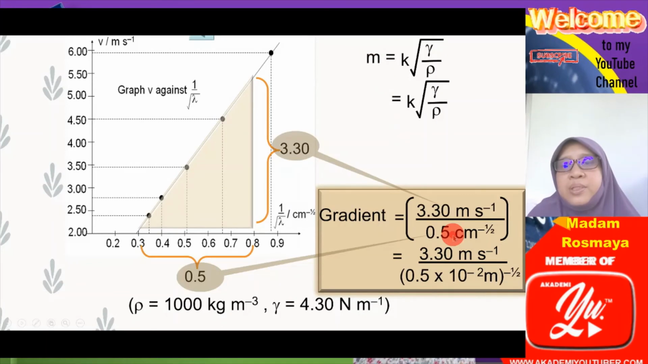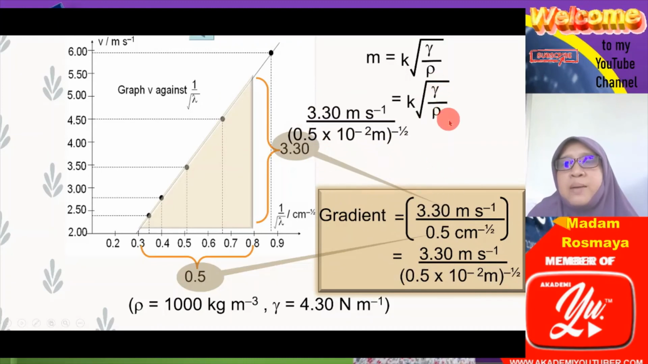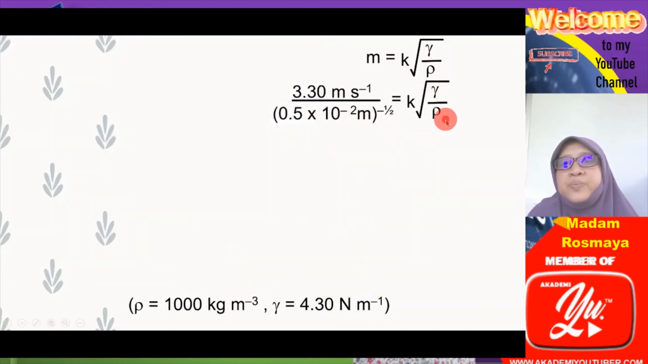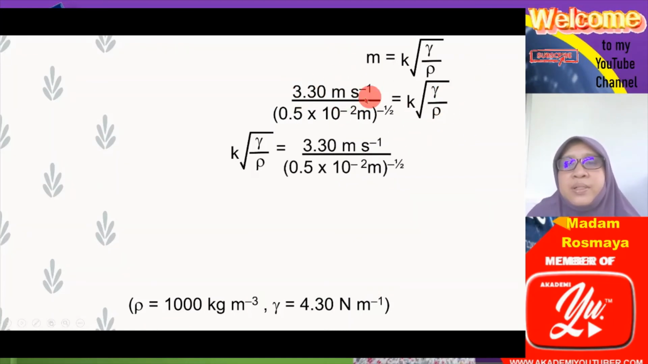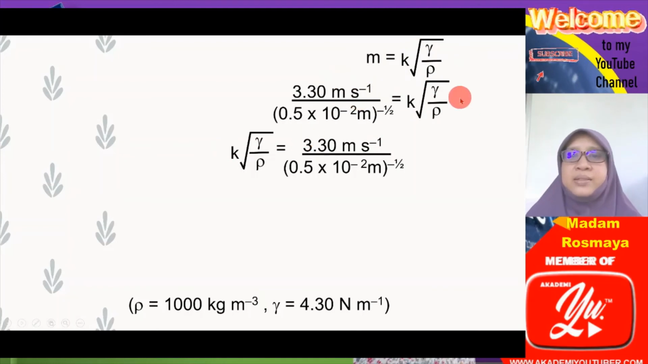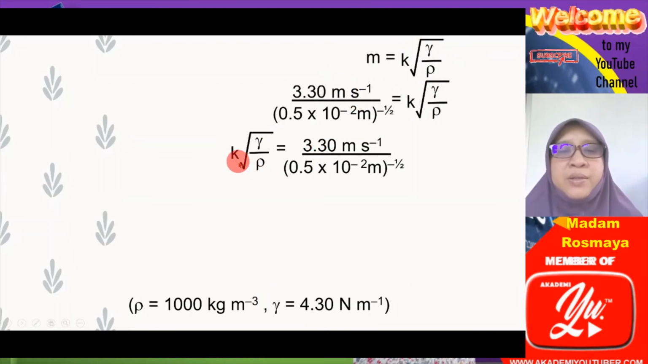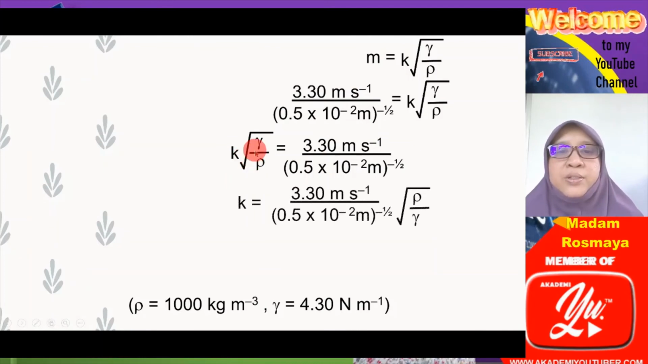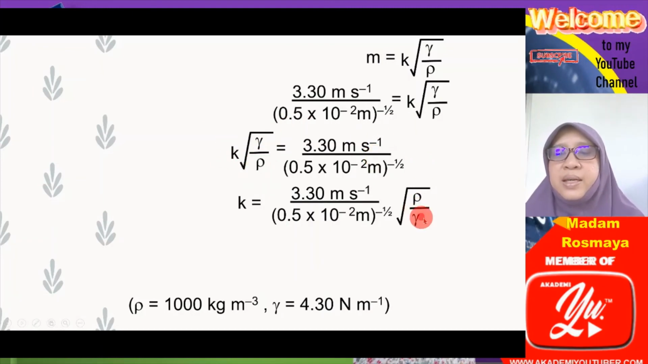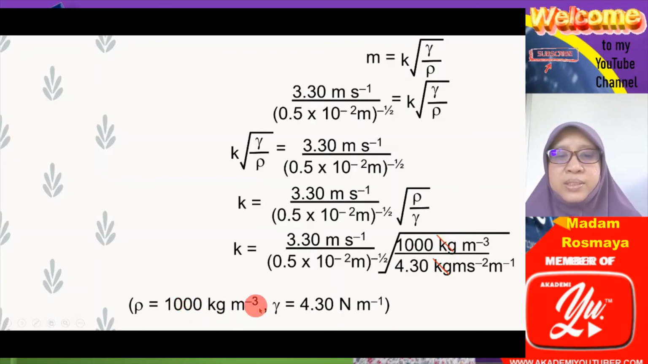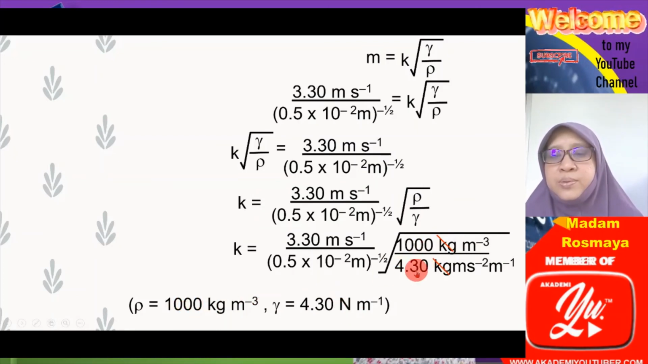We substitute this in here, equating it to k square root of gamma per density, rho. I change both sides because we are going to calculate the k value, the constant of proportionality. So we bring this to the right side, where it becomes square root of density per gamma. Then we substitute the 1000 and 4.30 into the equation.